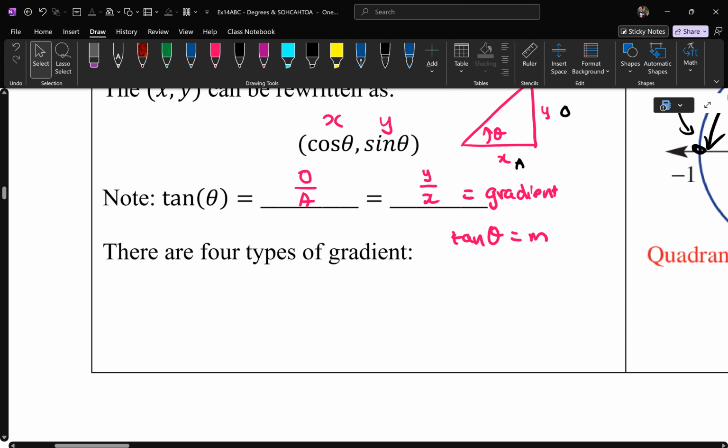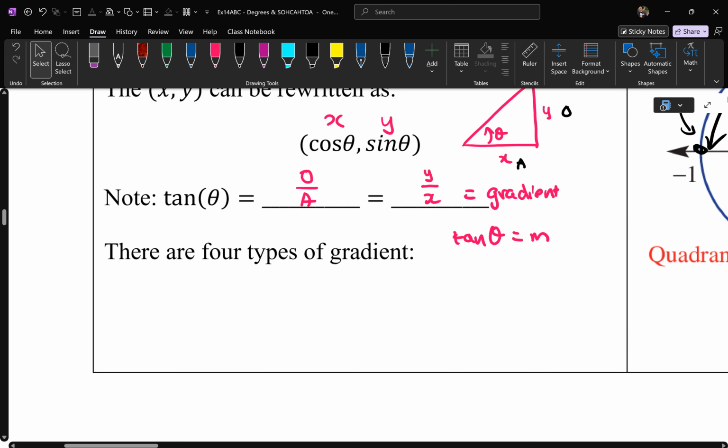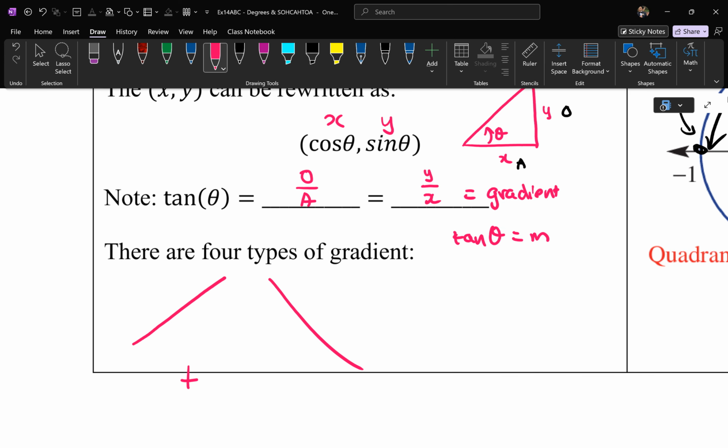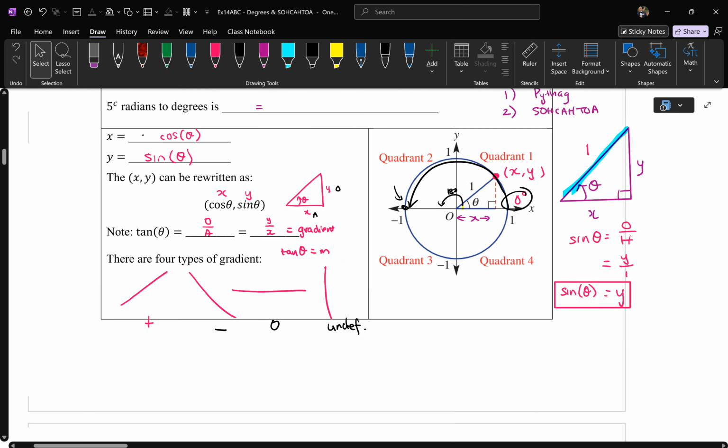So let's remind ourselves, what are the 4 types of gradients that you have again? You've got this line, which is called the positive, this line, and this line. Give me the names. What's this one called again? Negative. So this is the negative gradient. What's this one called? 0. And the last one is? Undefined. Very good. Now let's test your understanding so far.